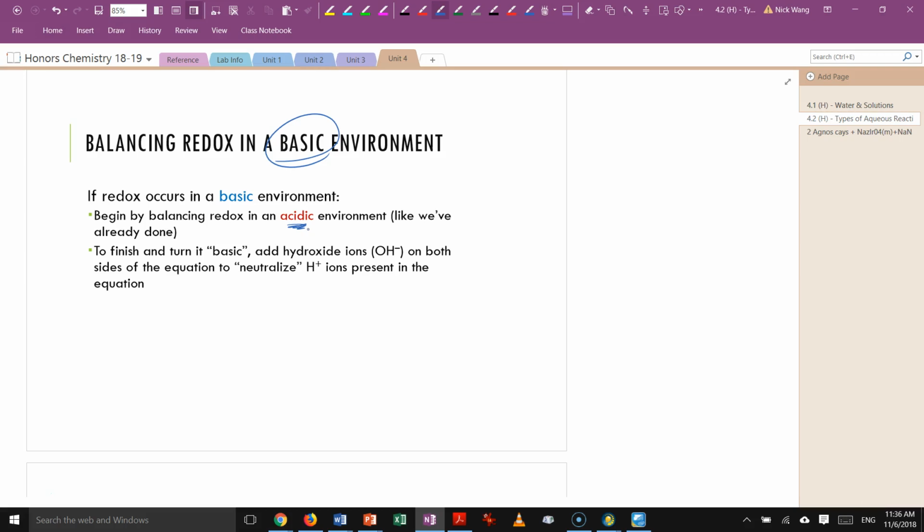So what we're going to do here is that, remember with the acidic environment, you should have a bunch of H+ ions floating around, but what we're going to do now is instead just add OH- to sort of flip it.